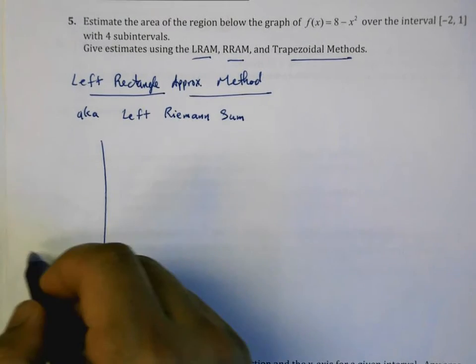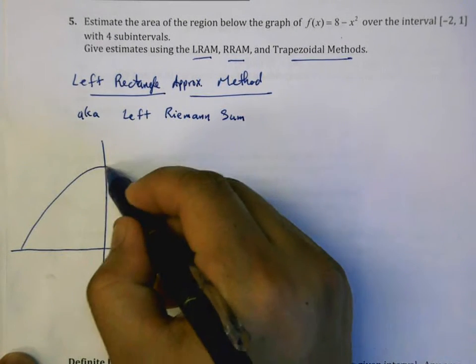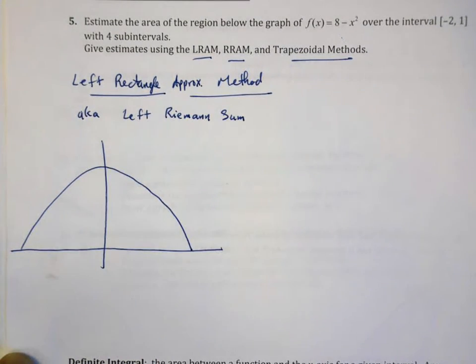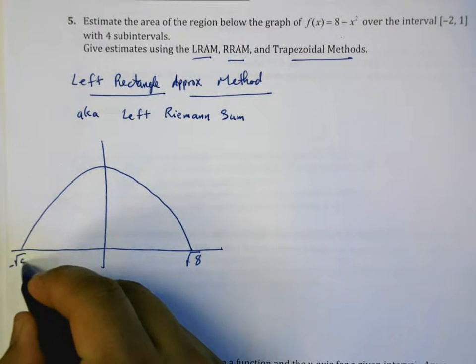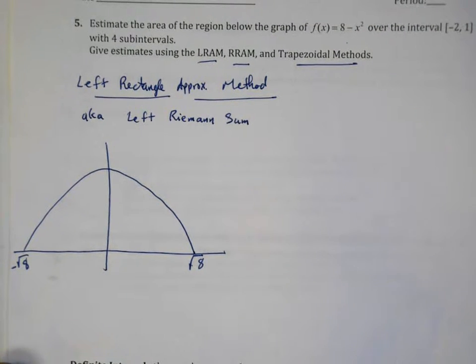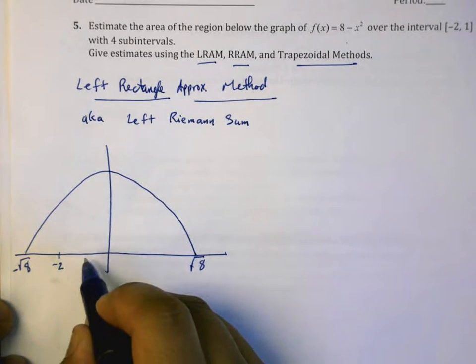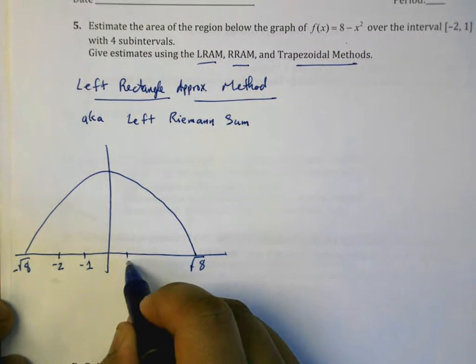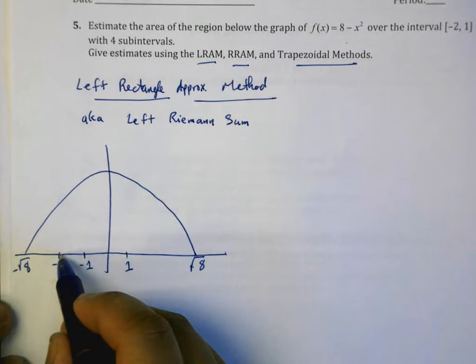So let's say you have this graph here, 8 minus x squared, so that's going to look like this. This is going to be square root of 8, and this is negative square root of 8, where the intersection points are with the x-axis. Okay. And we want to approximate this from negative 2 to 1, using 4 subintervals.